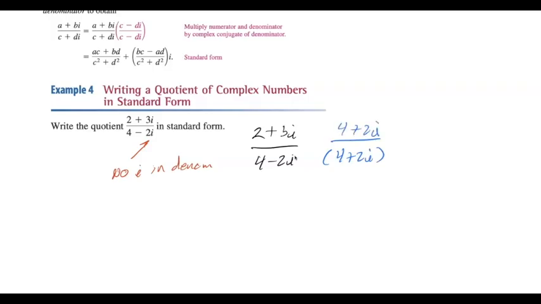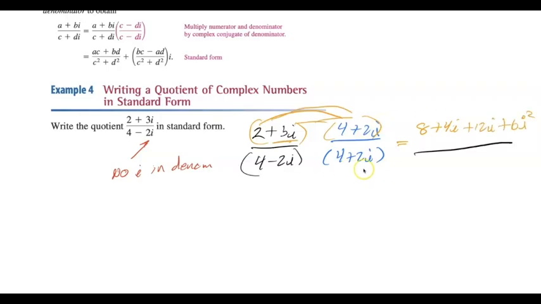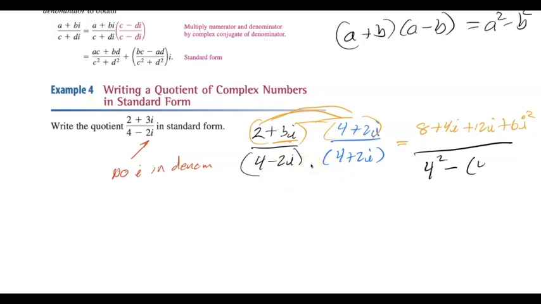On the top, we just distribute. We're going to get 8 plus 4i by multiplying 2 by both of them. And then 3i times both of them, we're going to get 12i plus 6i squared. We'll deal with that in a second. On the bottom, we get a difference of two squares. Now, I'm going to take a shortcut. I know if I multiply conjugates, we should get a squared minus b squared. So I'm not going to do the long thing anymore. It's going to be 4 squared minus 2i squared.